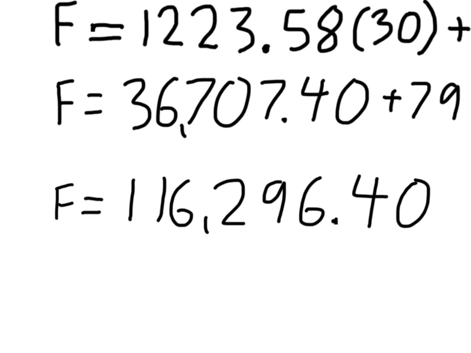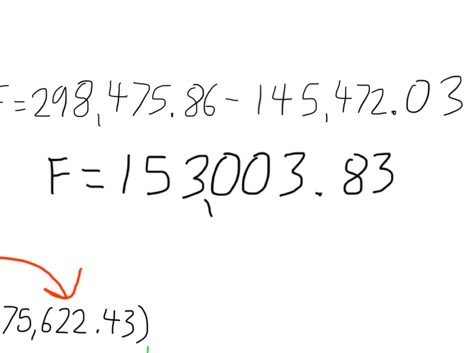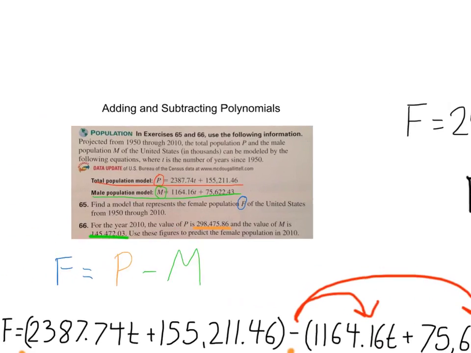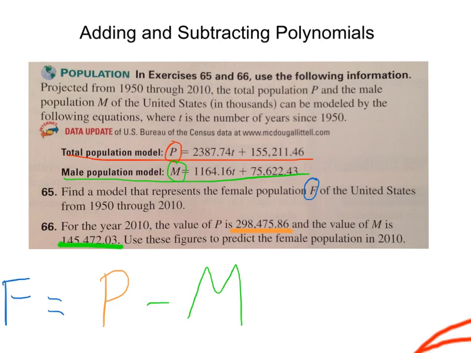So let's go check how close that is to what it actually was. Up here we have 153. So we're in the right ballpark, although we're off by more than 30,000. So somewhere in there, the male population or the total population changed in its rate. But our model was pretty accurate, so we could use it to predict many different years in this range.